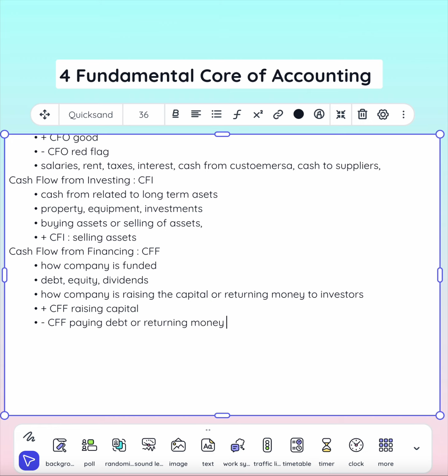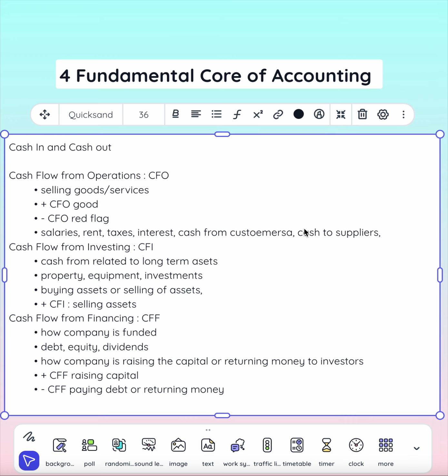So finally, the key takeaway is cash is king. In the cash flow statement, cash is the most important thing. The cash flow statement focuses on cash, not just profit. A company can be profitable but still run out of cash. Cash flow from operations is crucial because a healthy company usually has a positive CFO, meaning its core business generates the cash.